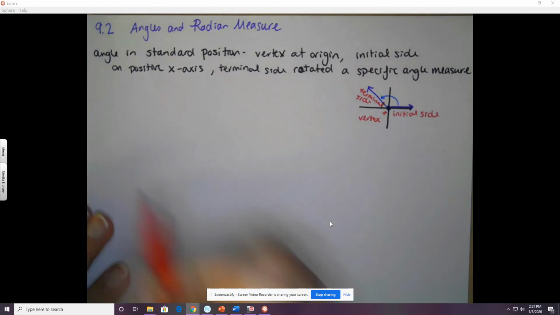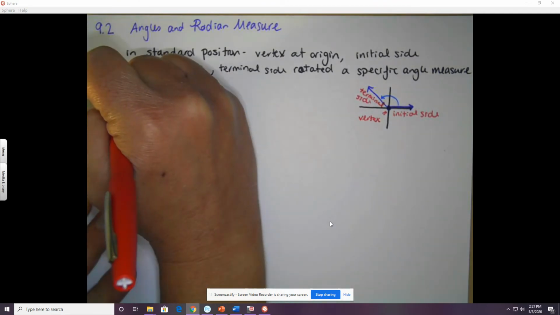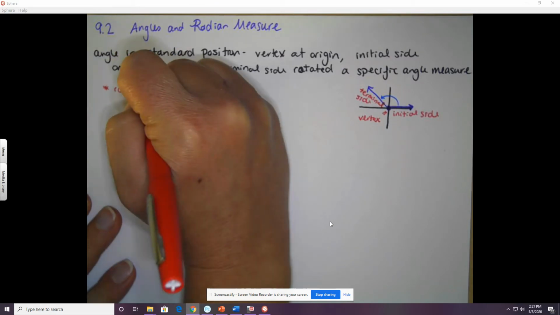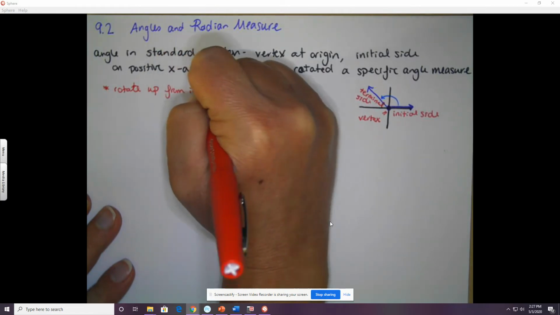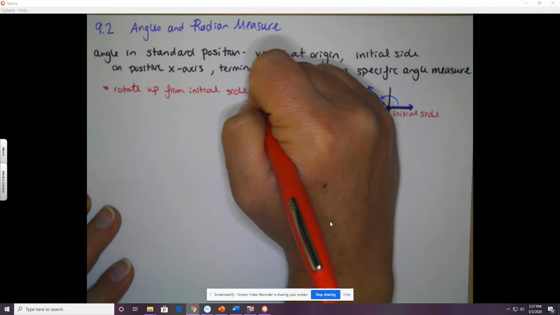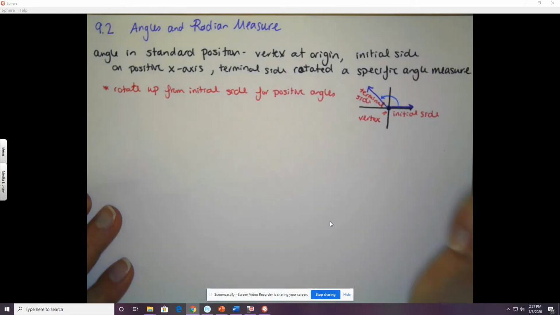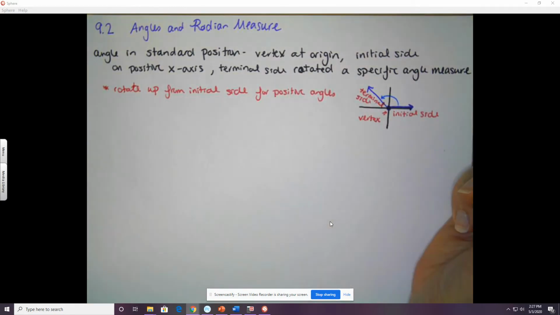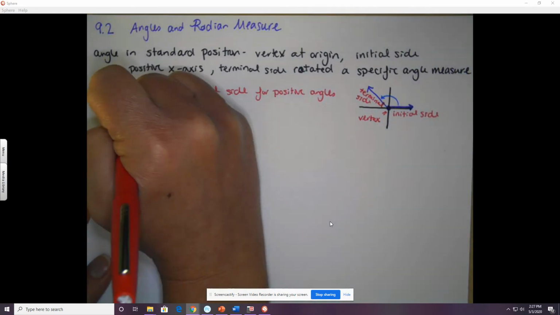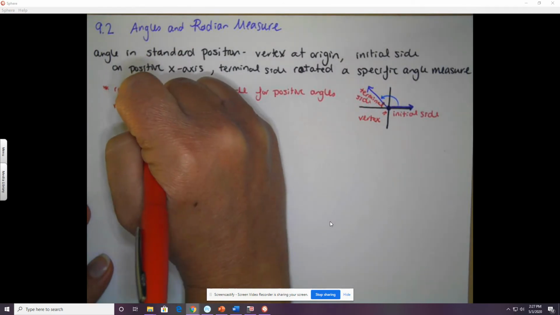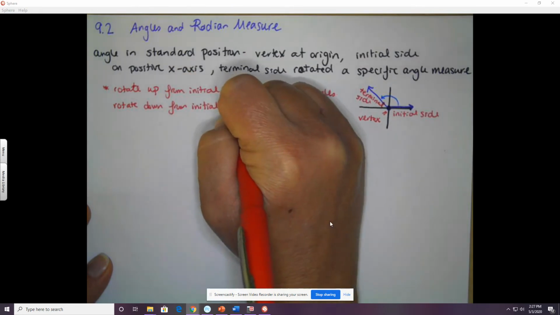A couple of notes. We will rotate up from the initial side for positive angles. Or if you think about this as the old analog clocks, this would be counterclockwise. And our angle will rotate down from the initial side for a negative angle.